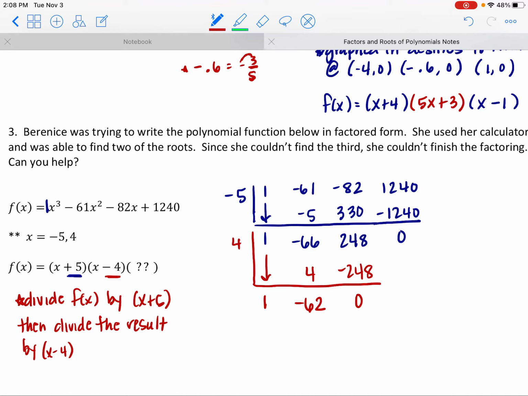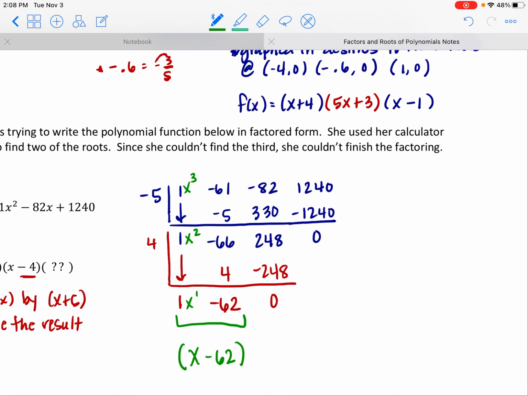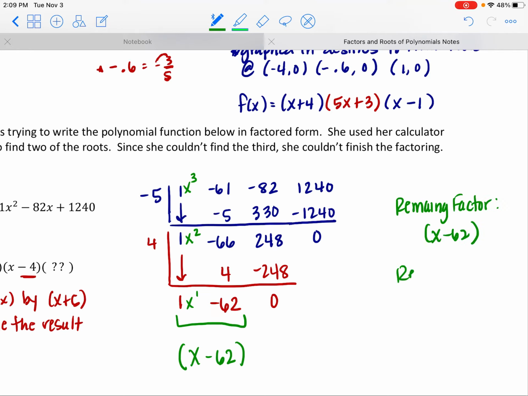So what is it that we have left here? Remember, we started with an x cubed. We divided it down to an x squared. And now I have an x to the first as my result. So this is telling me that x minus 62 is my last factor for this function, which means positive 62 is my last solution. So the remaining factor is x minus 62, and the remaining solution was 62.